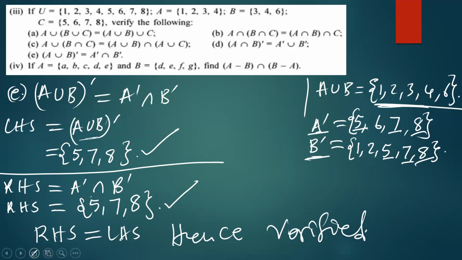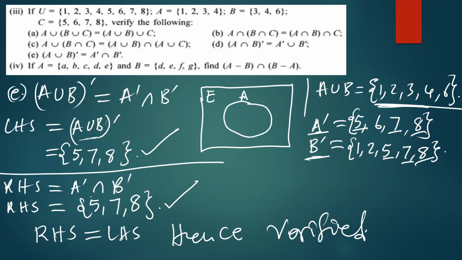For instance, let me draw a Venn diagram here to make it practical. We have the universal set, which contains elements. Before I write the universal set, let me write A. For A, we have 1, 2, 3, and 4. These are the elements that we have for set A. And then the universal set in total is supposed to contain elements including 5, 6, 7, and 8.